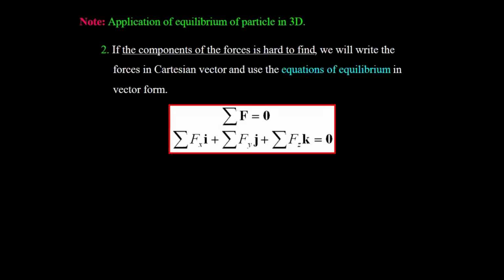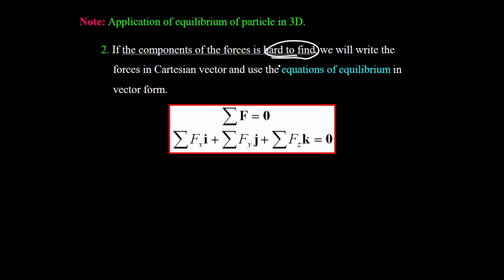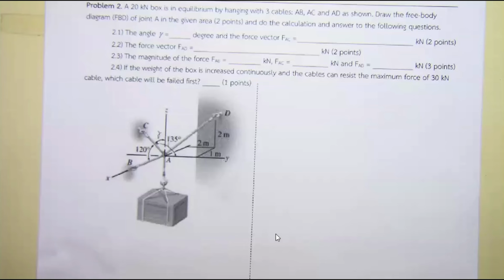Then, following this one, if the component of the force is hard to find, then we may write all the vectors in Cartesian form and then use the equilibrium in vector form. Actually, I can show you in the calculation for our extra example. Let us consider an extra example in 3D.